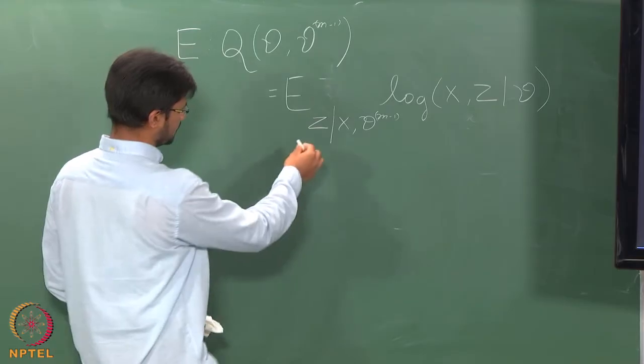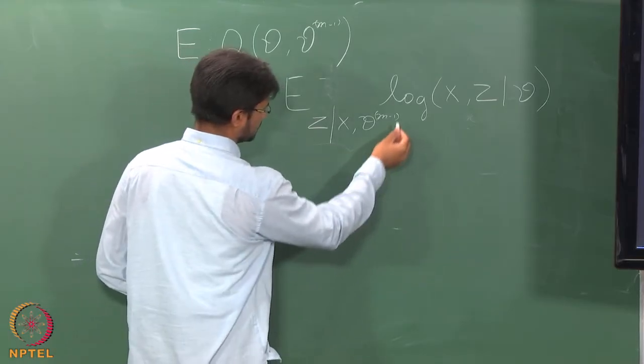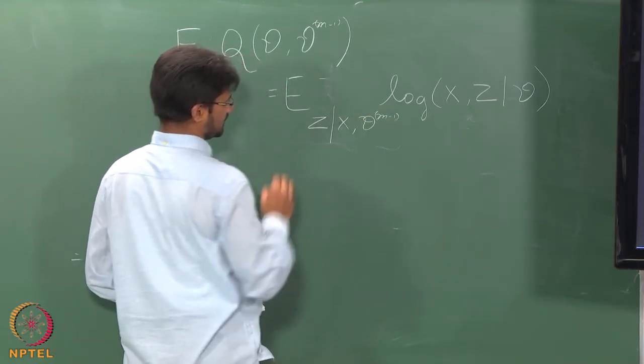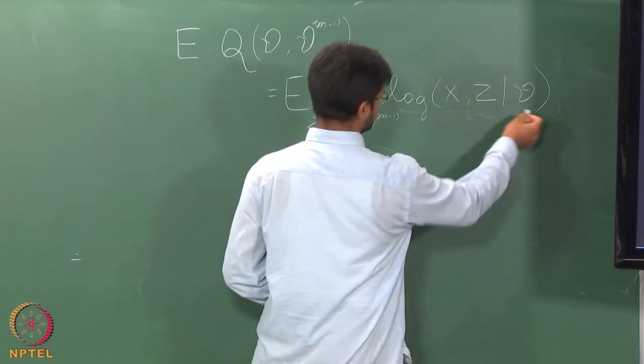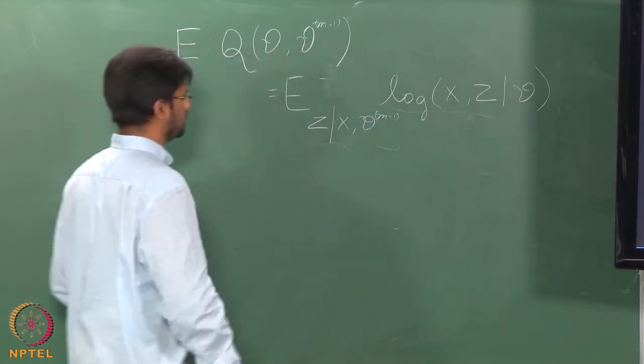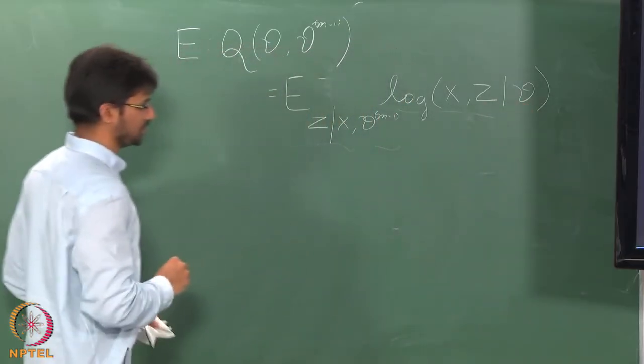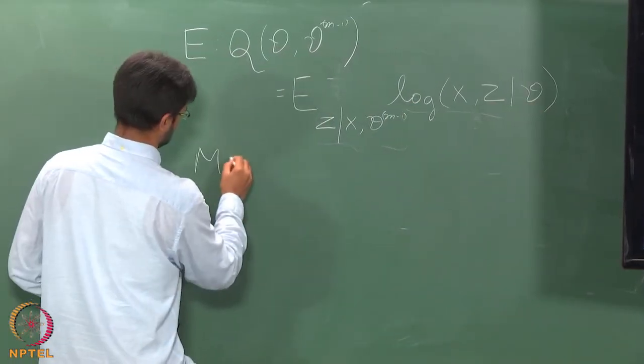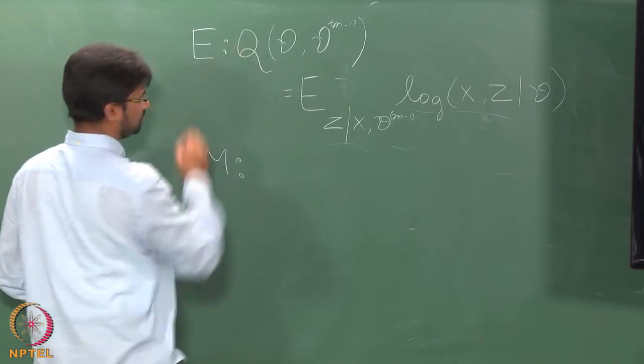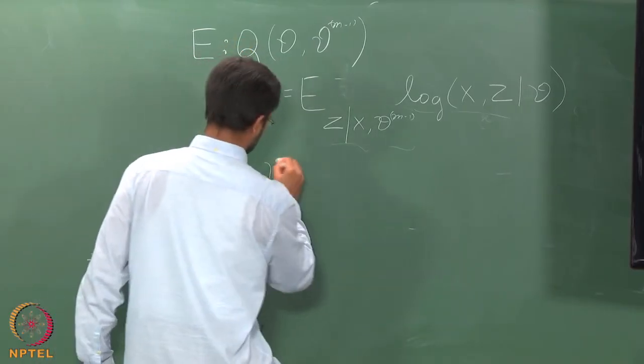Yeah, the most important thing to remember is that this distribution is taken over the previous guess, whereas the expectation is for the complete log likelihood over the unknown parameters, right. And the M step just gets the next guess.